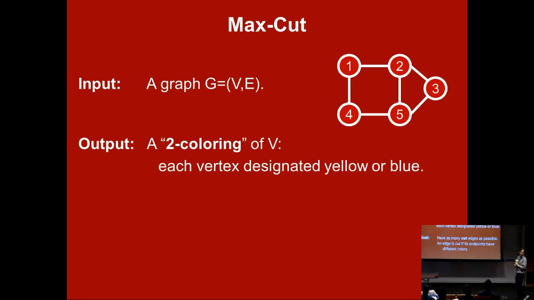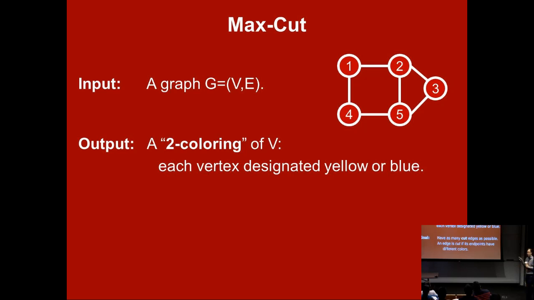Is that clear? Okay, so at first you might say, why would you want to do this? Well, this is a very fundamental algorithms problem that comes up a lot in computer science and in life. For example, here there's 5 cut edges. See, they go between yellow and blue. There's 1 uncut edge, this one between 3 and 5.